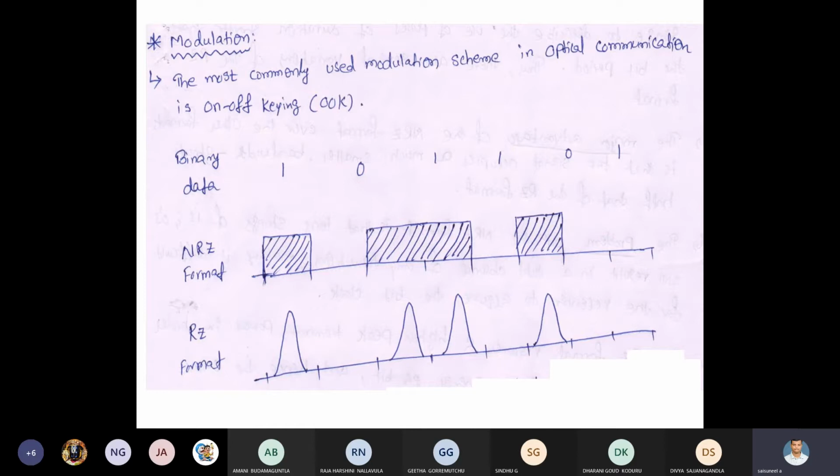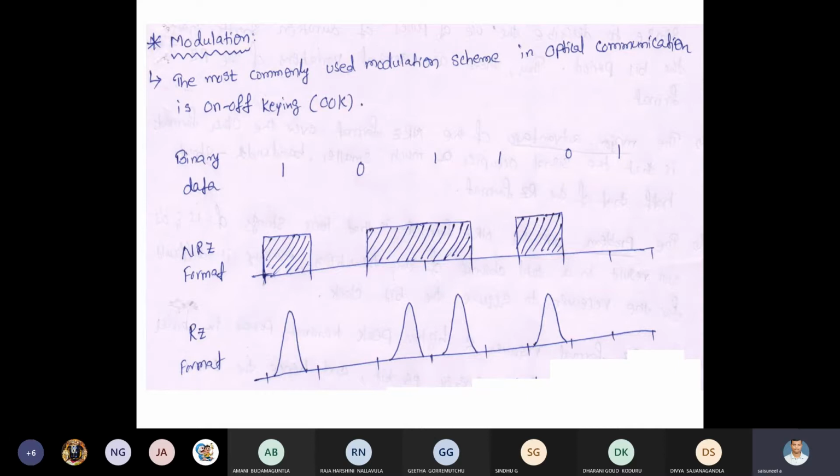Now we go to the modulation technique used in optical communication system. The most commonly used modulation technique is on-off keying, that is OOK. What is meant by on-off keying? What is meant by on and what is meant by off? The light source, either LED or laser, should be in on and off condition. Whenever the input binary data is 1, it is on. Whenever the binary data is 0, the light source should be off. That's why the modulation technique is called on-off keying.